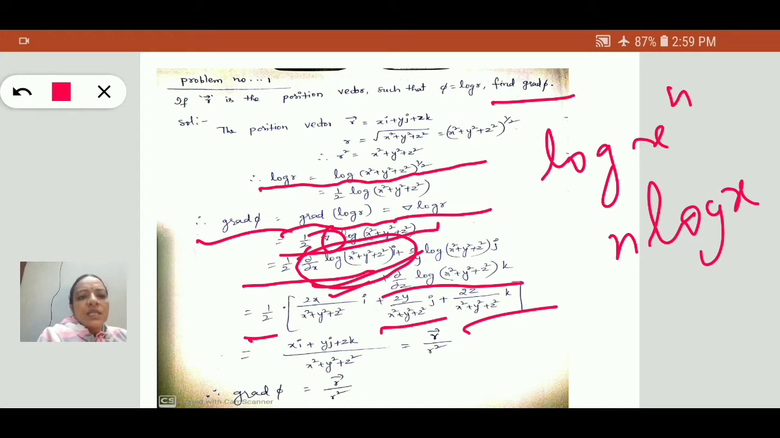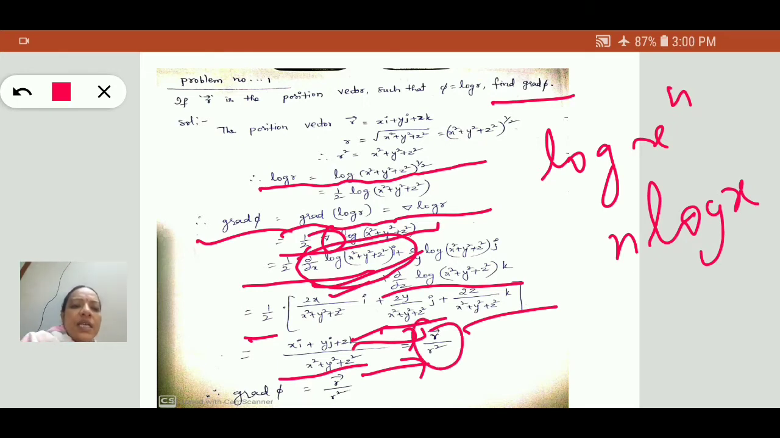Next, the 2 gets cancelled with the half. So remaining is xi plus yj plus zk by x square plus y square plus z square. This is nothing but the position vector in the numerator, and the denominator is the square of the magnitude of the position vector, which can be written as small r square. So this is the answer.